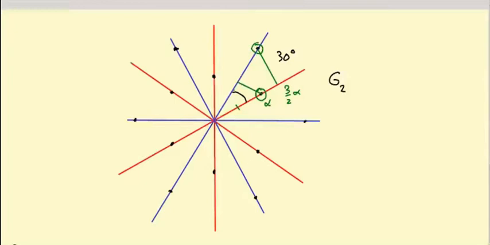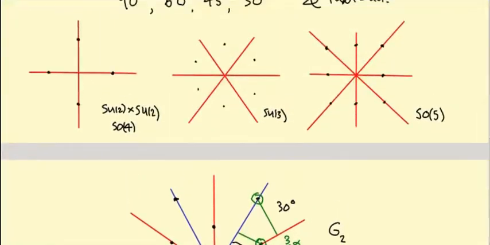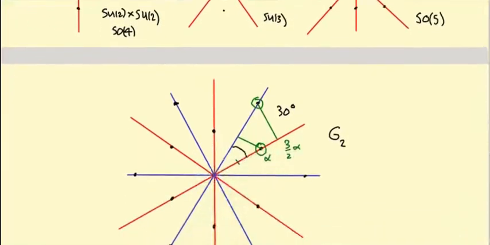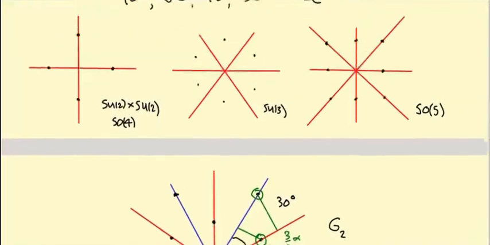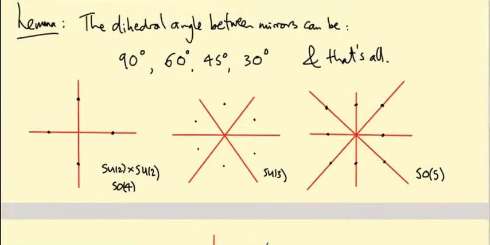So I tried to show here with these green lines that if you project orthogonally from the short root to a long root, you're going to end up halfway along the line. And if you project orthogonally from a long root to a short root, you're going to end up three halves of the way along the line. So that's a perfectly valid root system. So it'll turn out that these four are the only two-dimensional root systems. That will follow from the classification theorem we state at the end.